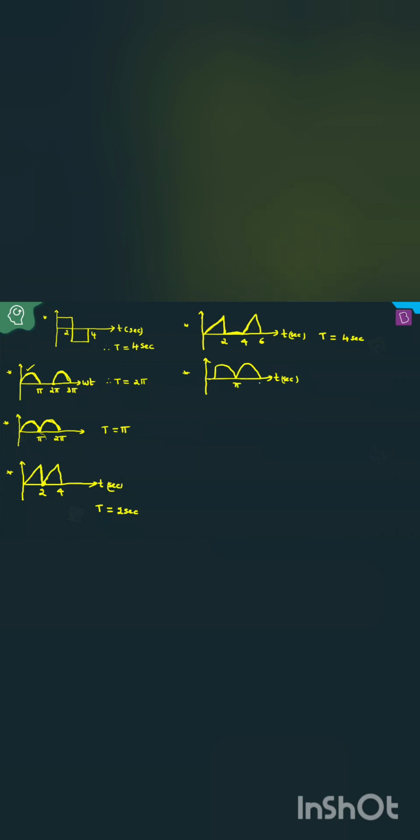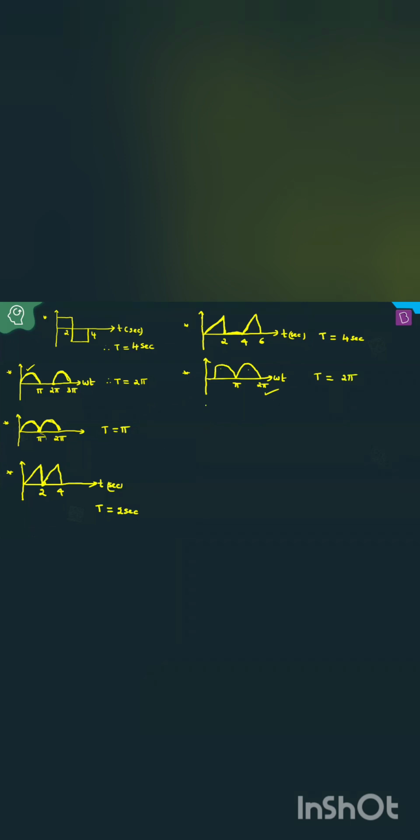This is pi, this is 2 pi. Can you tell what is the time period of this one? We have taken the omega t axis. We can write in the t axis or the omega t axis. This is pi, this is 2 pi. Then what is the time period? You don't take pi here, because this shape is different and this shape is different. The shape is not repeating. If the shape is not repeating, the total is the time period: 2 pi radians. The total is 2 pi.